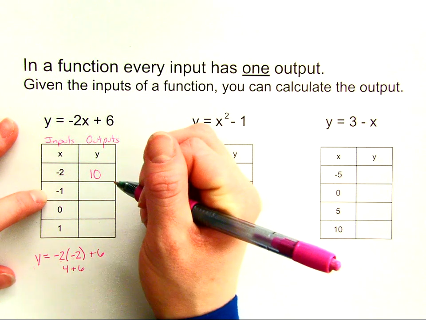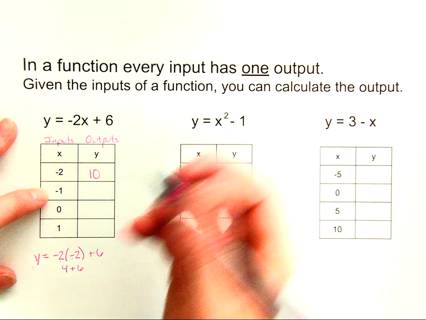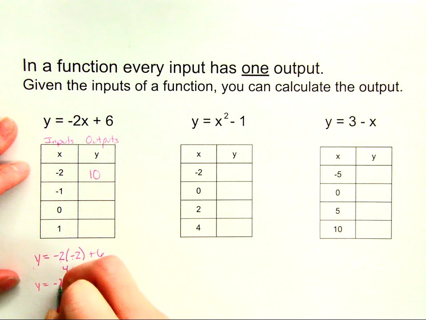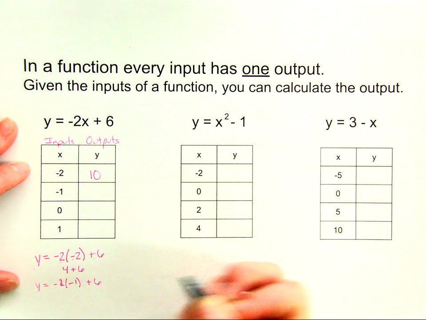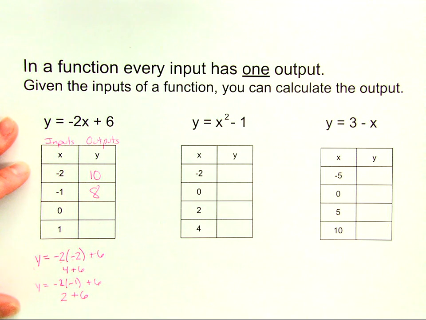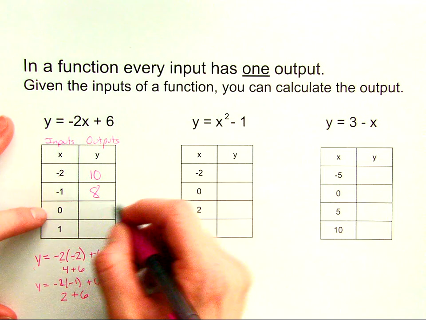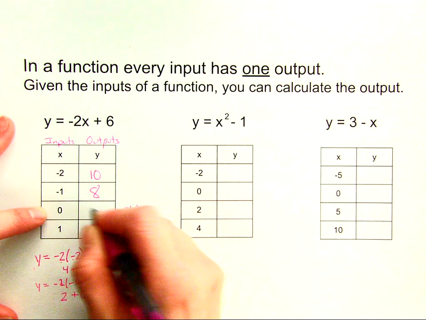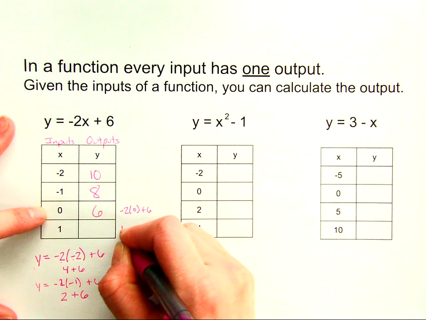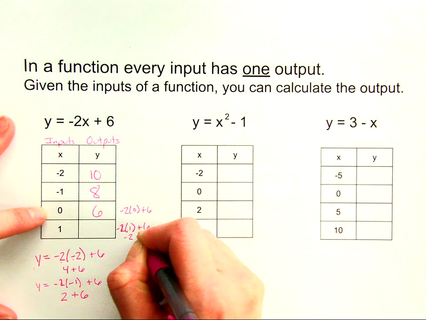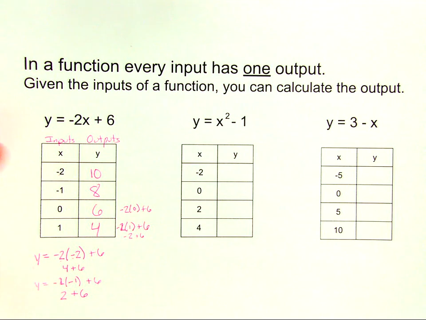Okay, then I repeat that process with my next input of -1. So y is equal to -2 times -1 plus 6. So this gives me 2 plus 6, which is 8. Do that again with 0, so -2 times 0 plus 6. Well, this is 0 plus 6 is then 6. And -2 times 1 plus 6. -2 plus 6 is then 4. Okay, so that's how we create a table of values.